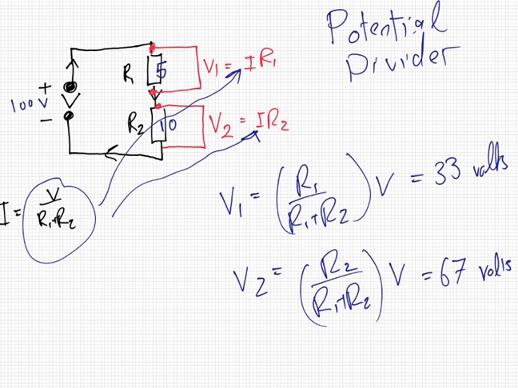Now this is called the potential divider because that's what it does. It takes the voltage and divides it into two. So in this example, how big is my battery? It's 100 volts. And I've made one part have 33 volts and another part have 67 volts. I just measured it. So if I took the voltmeter away and connected something to it, like a light bulb, the light bulb would have 33 volts and the other light bulb would have 67.